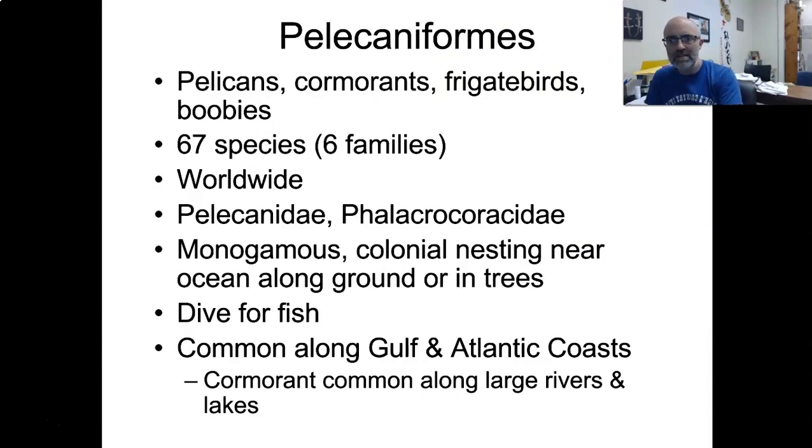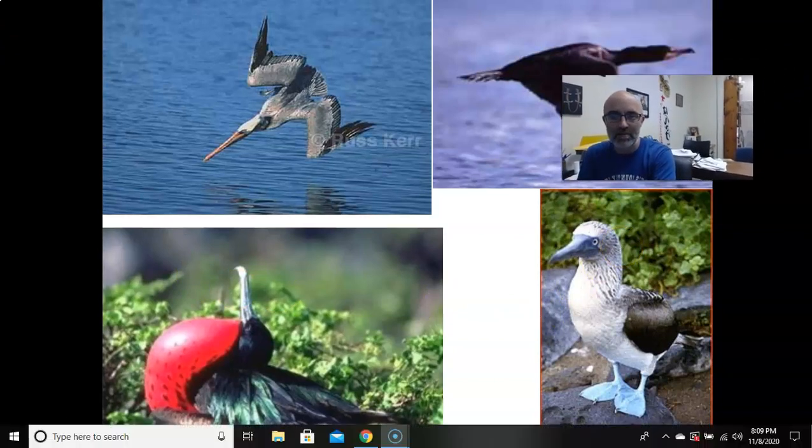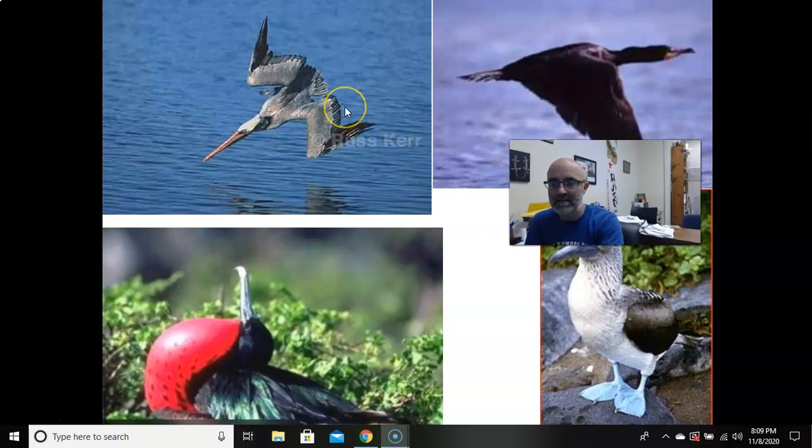Pelecaniformes. We have the cormorant from the lab practical. These are basically marine, large rivers, lakes, but a lot of them are on the coast. Colonial nesters. There's a frigate bird. There's a booby. This is a cormorant, and that is, of course, a pelican.